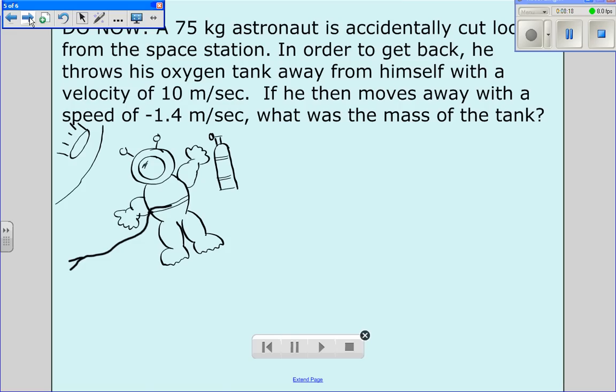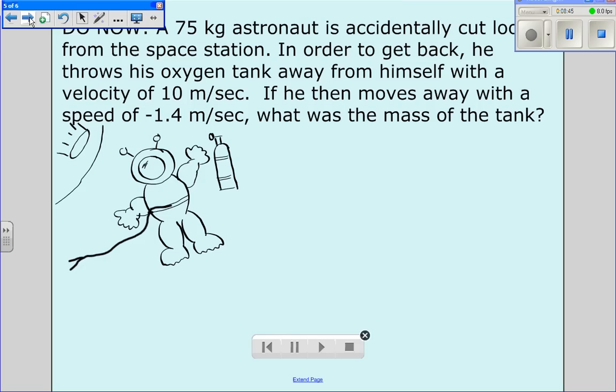A 75-kilogram astronaut is accidentally cut loose from the space station. In order to get back, he throws his oxygen tank away from himself with a velocity of 10 meters per second. If he then moves away with a speed of negative 1.4 meters per second, what was the mass of the tank? Again, that was really fast, so I would take a moment, pause this video, read through that again, and then come back. All right.